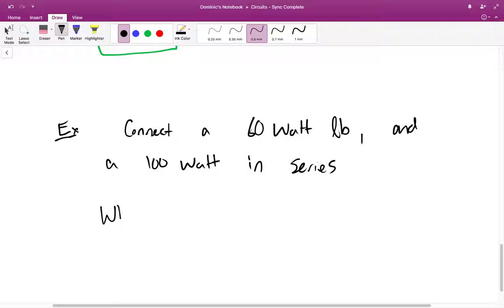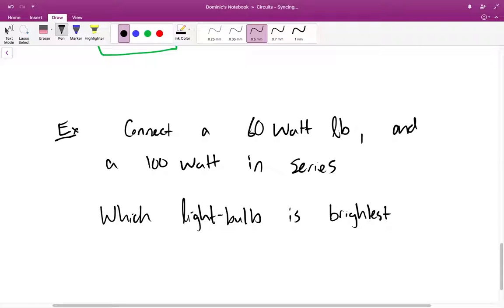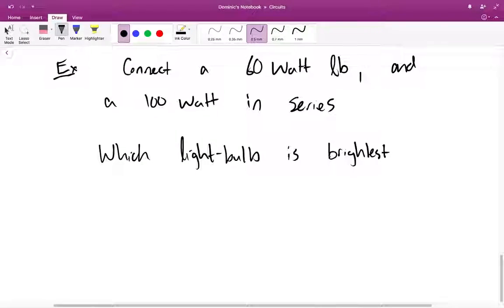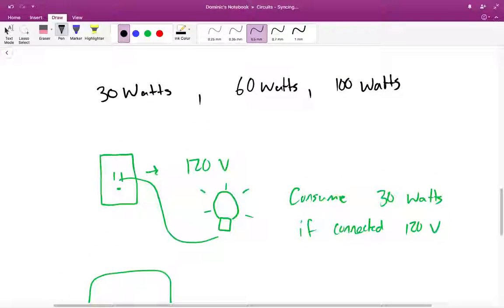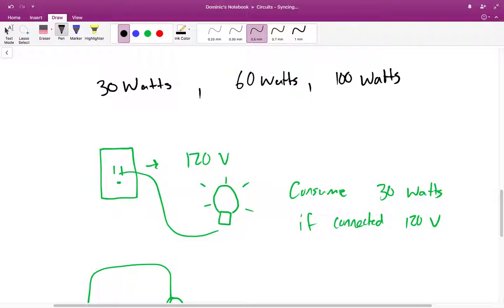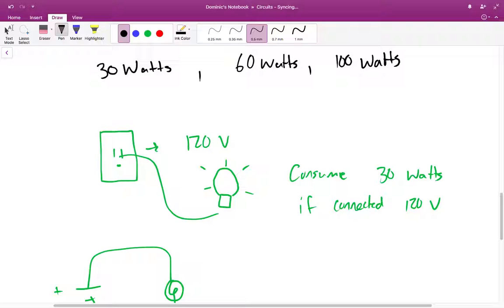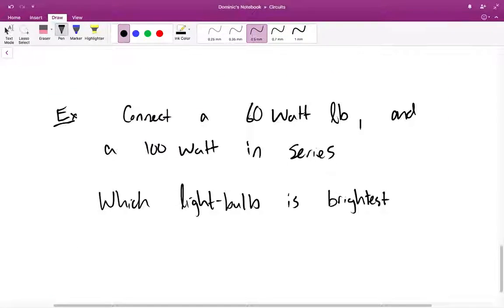Okay, so the question is, which light bulb is the brightest? Again, in the last video, we said that it's not necessarily current that indicates brightness, but it's actually power, the amount of power consumed. And also remember we just said that if a light bulb has this rating on the box, so if we grab a 100-watt light bulb and a 60-watt light bulb, that doesn't necessarily mean that they are consuming 100 watts all the time. So think about this question here.